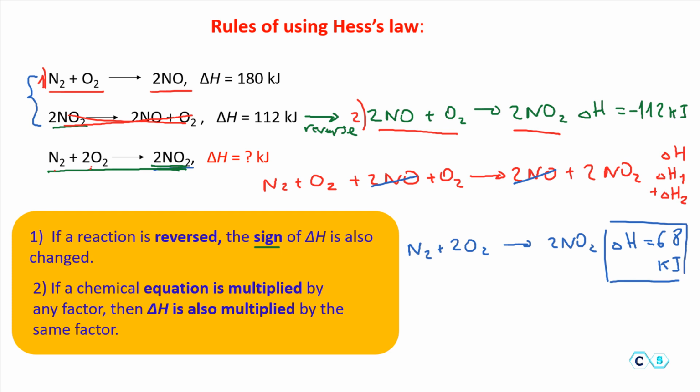So that's the idea. Anytime you have a problem with Hess law, you're going to manipulate these equations. You may need to reverse them, you may need to multiply by any number just to match the target equation, match the products and match the reactants, and then you also add the enthalpies.